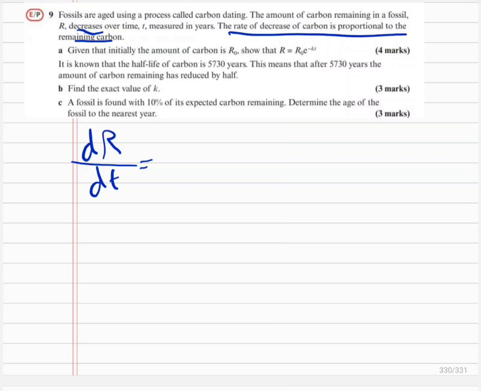And now for the right hand side, remember that the rate of decrease of carbon is proportional to the remaining carbon. The remaining carbon is shown with R, and it says that it's proportional to that. But the reason that we write negative kR is because the amount of carbon remaining in a fossil decreases over time. So this negative is because of the decreasing amount, and k is just a constant of proportionality in this case. So that's how we form this. Now we need to solve this differential equation.